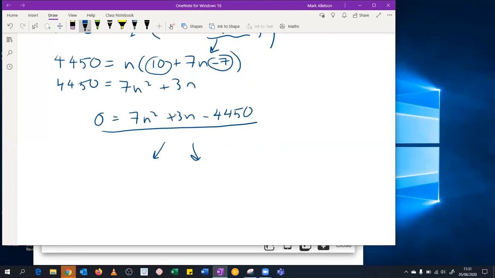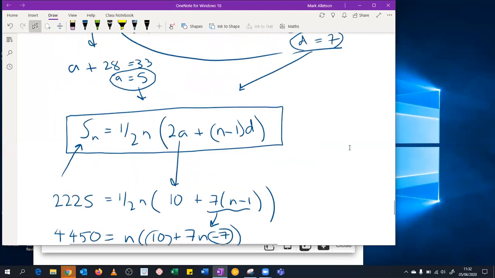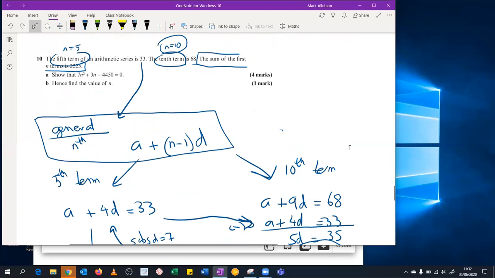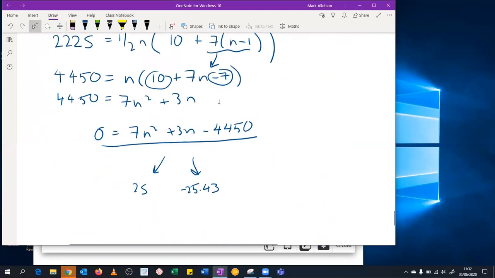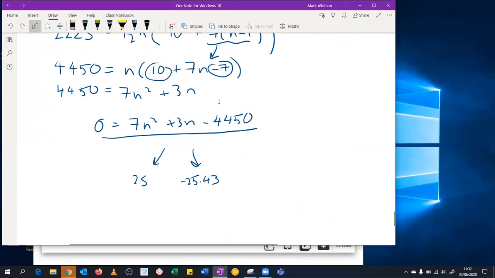Right, so first person's given me 2 answers. One is 25 and the other one is minus 25.43, and 2 people have given me that. Okay, now, if we look at the question carefully, it says, hence find the value of n. Think what n is and tell me which is the value of n on the chat.